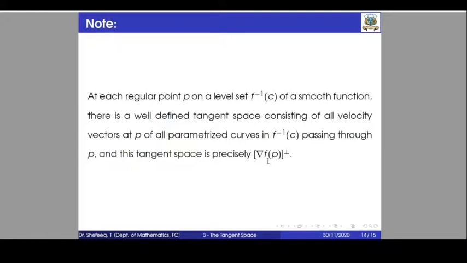Okay, so at each regular point p on a level set f inverse c, that means del f of p is not equal to 0, there is a well-defined tangent space consisting of all velocity vectors at p of all parameterized curves in f inverse c passing through the point p, and this tangent space is actually del f of p orthogonal.